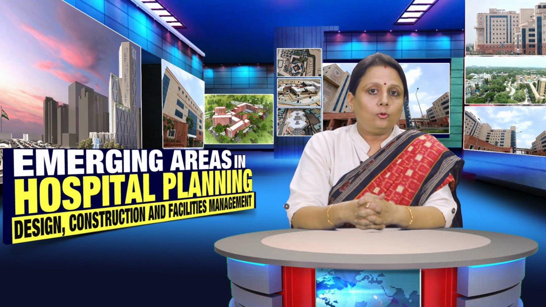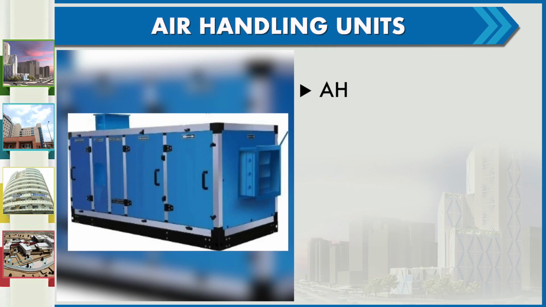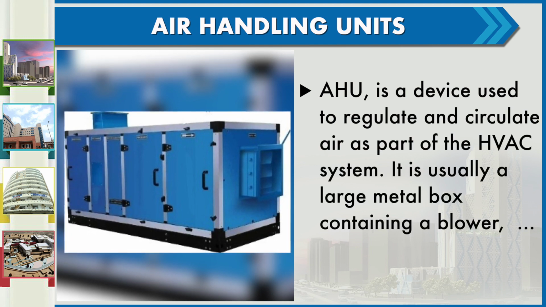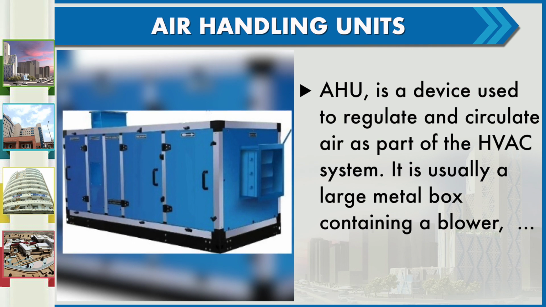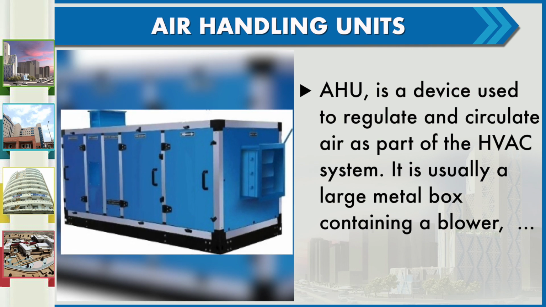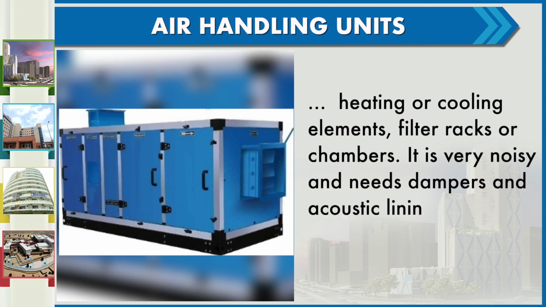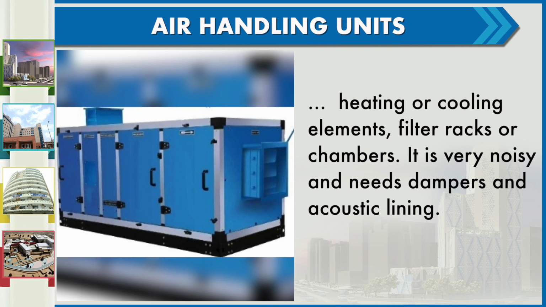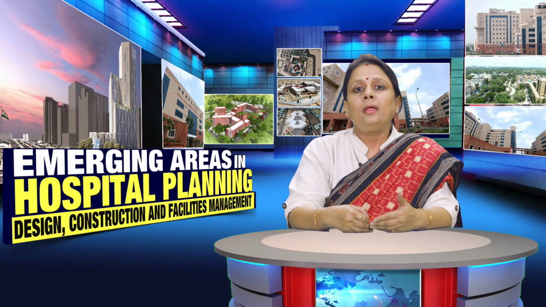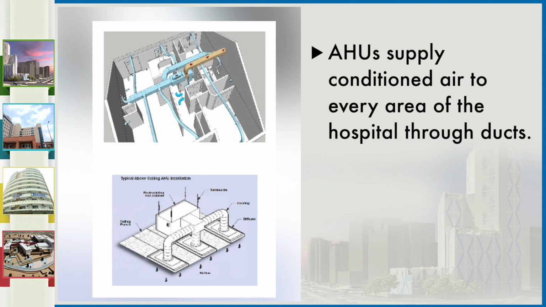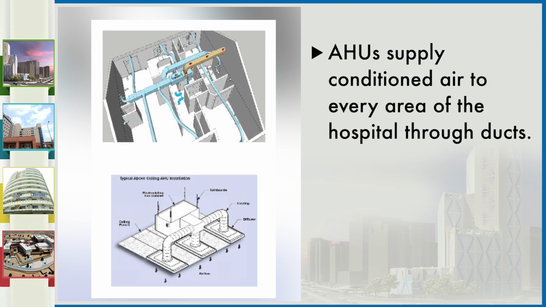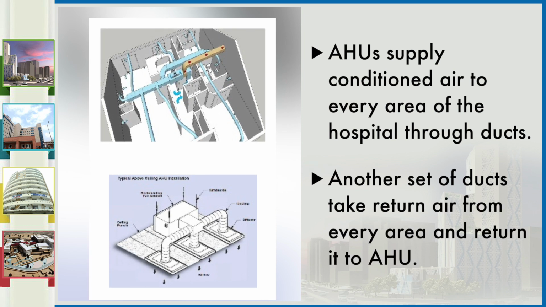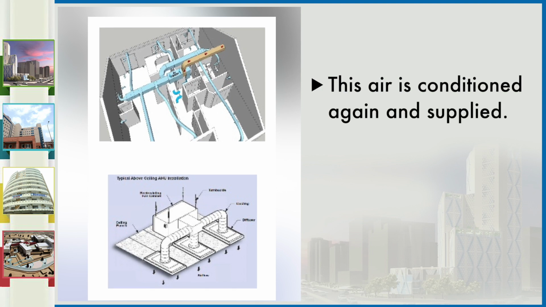Now there are the air handling units called the AHU. AHU is a device used to regulate and circulate the air as part of the HVAC system. An AHU is usually a large metal box containing a blower, heating and cooling elements, filter racks or chambers. It is very noisy and needs dampers and acoustic lining. As we can see in the attached diagram, AHUs supply conditioned air to every area of the hospital through ducts. Another set of ducts take return air from every area and return it to the AHU. This air is conditioned again and supplied.